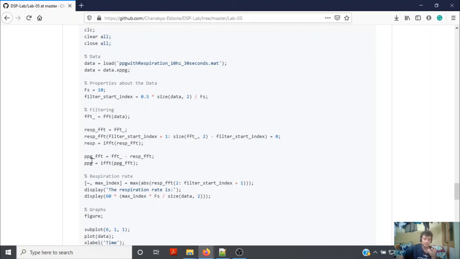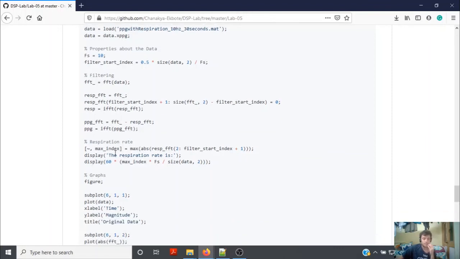The same thing can be done by the PPG FFT, where since you have the FFT, once you subtract the respiratory FFT, you're going to get back the PPG FFT. So once that is done, all you have to do is calculate the inverse Fourier transform of the PPG FFT to get the PPG. Now, the respiration rate is pretty simple.